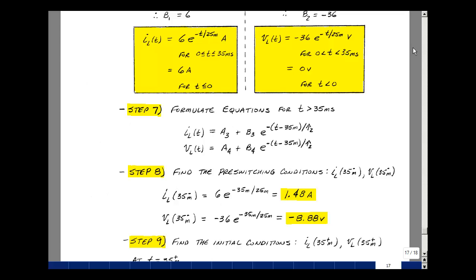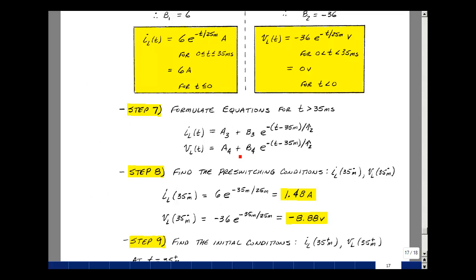We'll have a first-order differential equation solution for the inductor current and the inductor voltage in terms of some A plus B times e to the minus T0 over, say, tau 2 now for our second condition. Here, T0 is equal to 35 milliseconds. And we use a subscript 3 and 4 here because these A's and B's are not the same value.